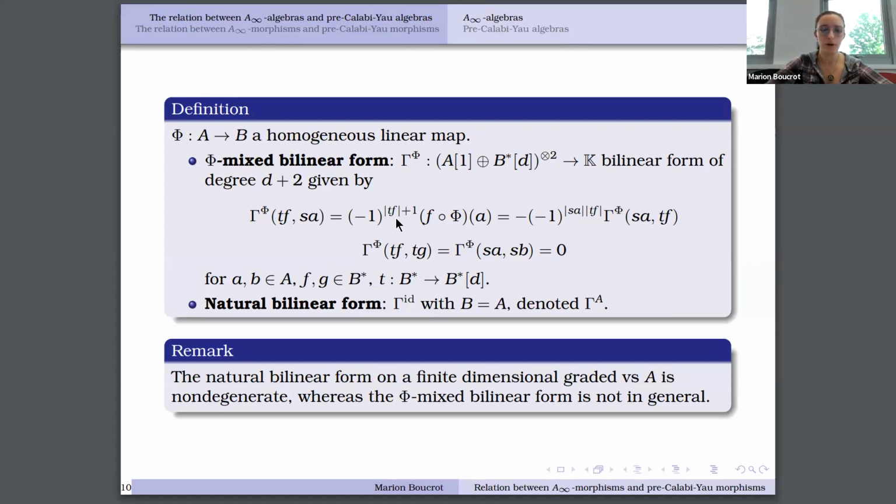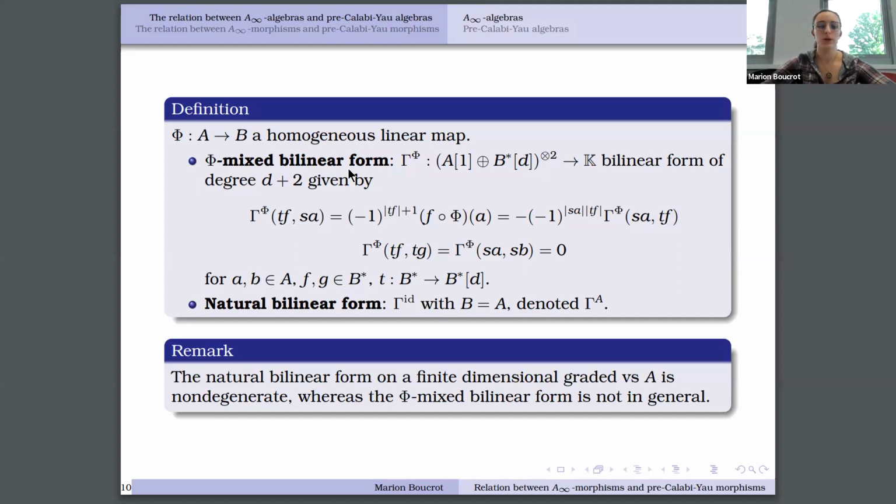An example of a phi-mixed bilinear form is the identity-mixed bilinear form. It's just called the natural bilinear form. It is the phi-mixed bilinear form when B equals A and phi is the identity from A to A. This particular natural bilinear form will be denoted gamma A. Also, this natural bilinear form is non-degenerate, provided that A is a finite dimensional graded vector space, but the phi-mixed bilinear form is not in general, even if both A and B are finite dimensional.